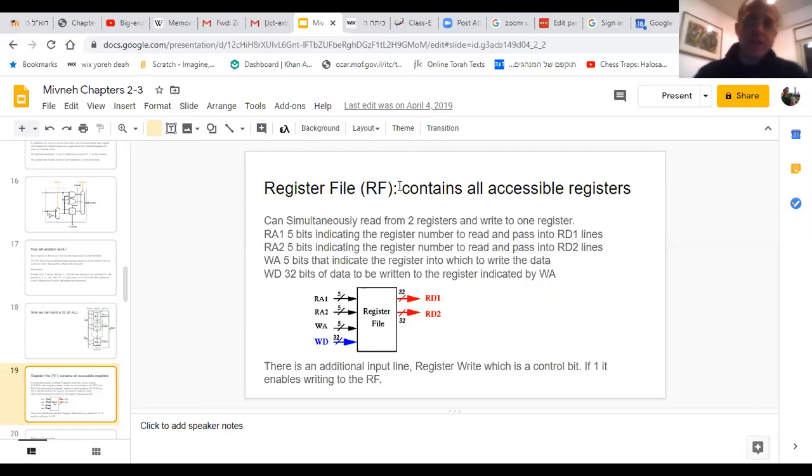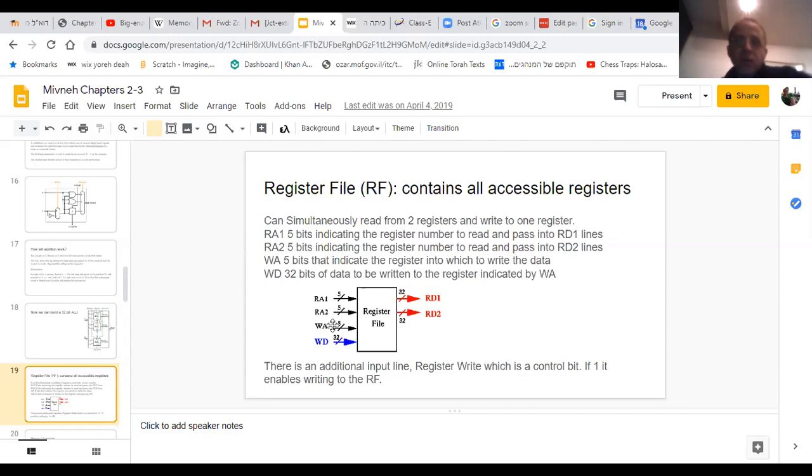this is the register file. It allows me access to the 32 registers. Now, we can actually simultaneously read from 2 registers and write to 1 register. So at the same time as I'm reading, I can write.